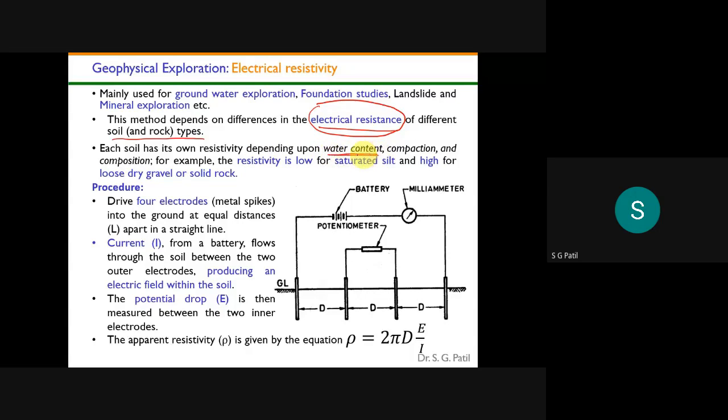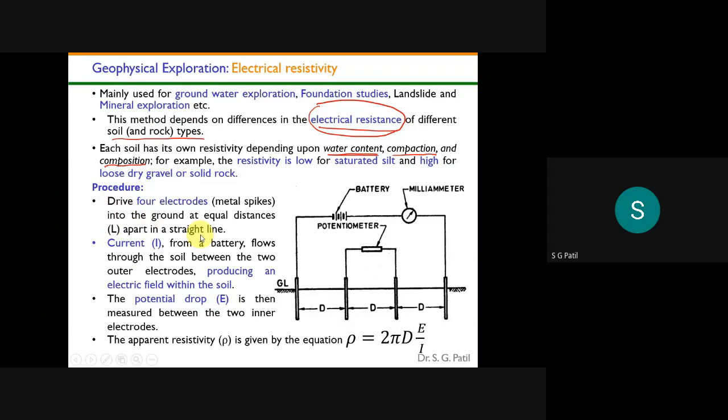So how much water content is there, depending on that, the resistivity will also vary, and also compaction and composition. Composition means what type of solid particles are there, whether you have more silica content solid particles, or more iron content solid particles. Depending on the mineralogy, your electrical resistivity will also vary. So what is the procedure here?